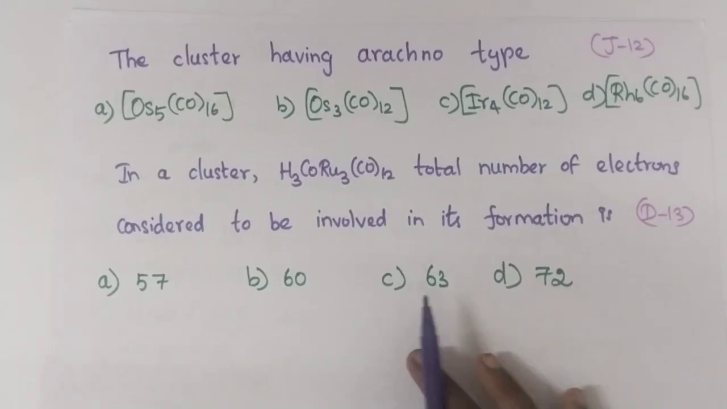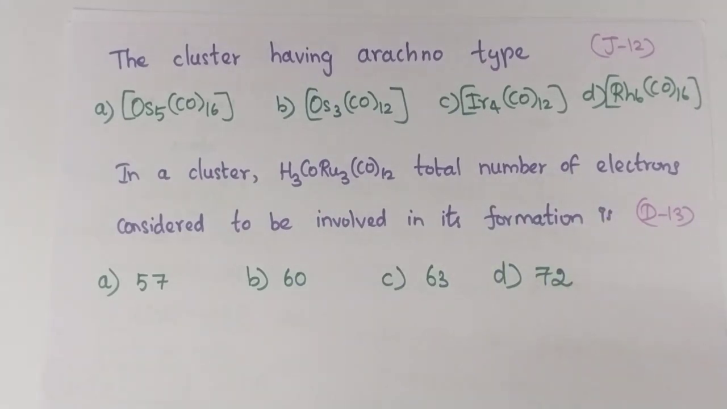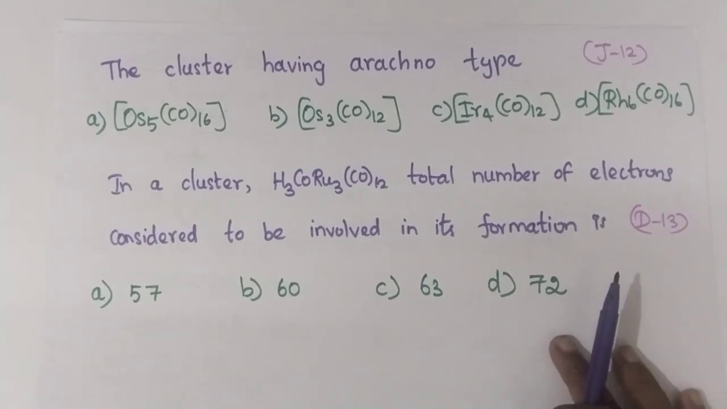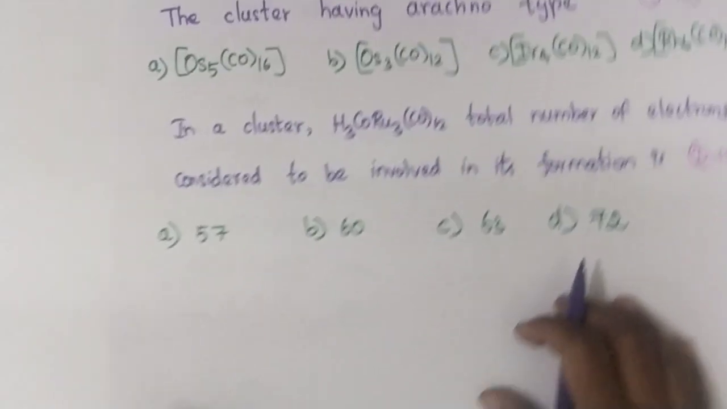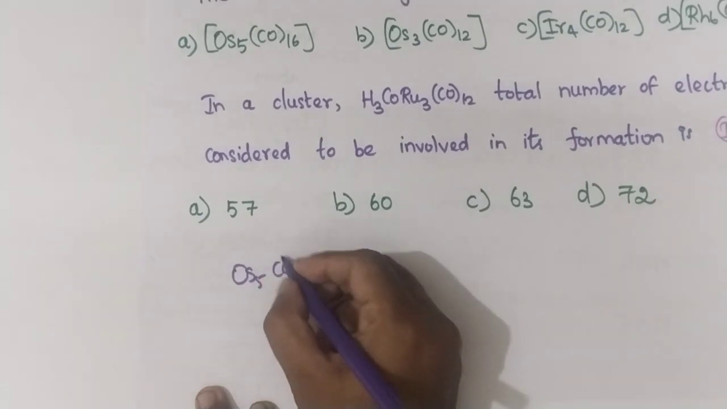Here the question is: which cluster has an arachno type structure? So you have to find out. What will you do? First of all, you have to find out the total valence electron count. See, for example, in this case, Os5(CO)16.